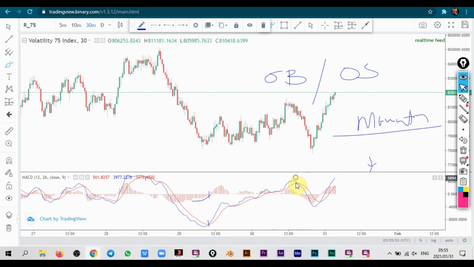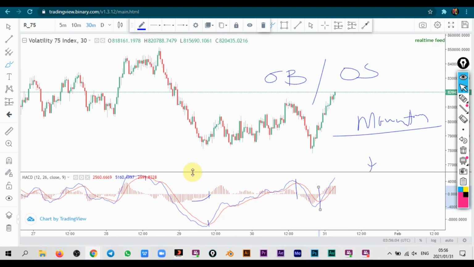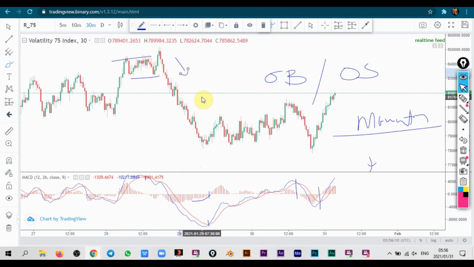Same thing here, the lines just show you what the histogram is doing. That's why I say it is efficient even if you don't have the lines, but they are there to just make it easier on your eyes. So here you can see we had some kind of a transition and then a downward move.